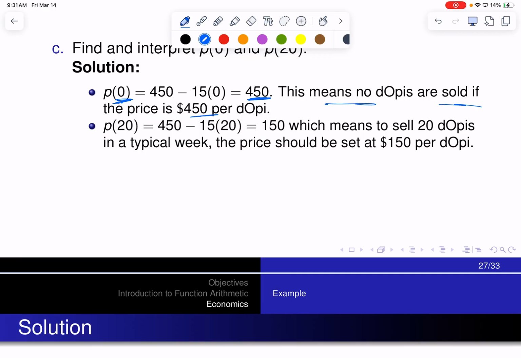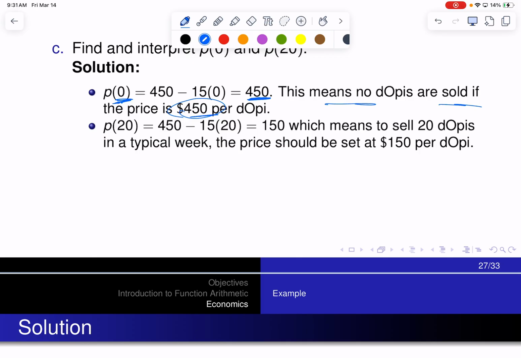Isn't that when you sell no dopies? So if you sell no dopies, what was the price set at? 450. So why are you selling no dopies? Because it's too high. Nobody's going to buy them if you sell them for that price. So this price function is helping you determine what's the best price. What's the price point that's going to move the most?